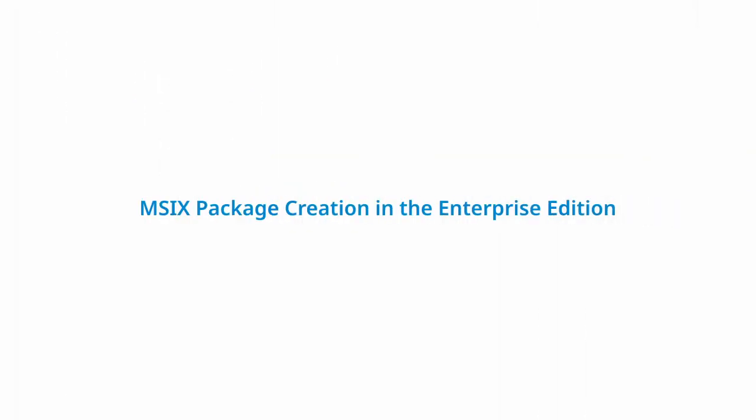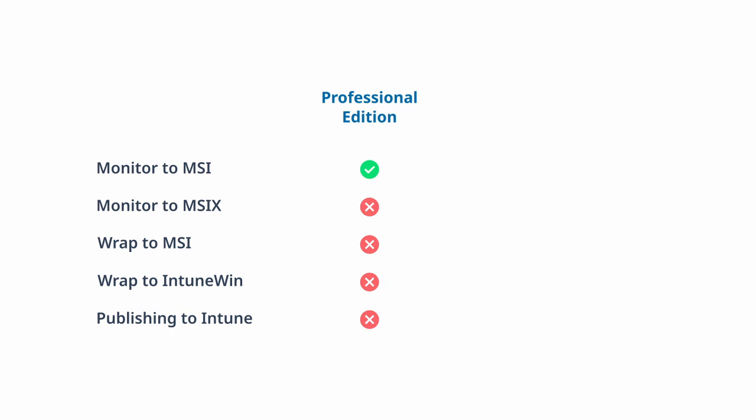Another change, MSIX package creation is now available in the Enterprise Edition. Before, this feature was only in the Architect Edition. So what's the difference between the editions in terms of packaging? Good question. The Professional Edition is basic. It lets you create MSI packages only. The Enterprise Edition adds extended repackaging features, so you can handle Windows services, drivers, and advanced resources. It lets you build both MSI and MSIX packages. It also includes installation wrapping that can generate MSI packages.